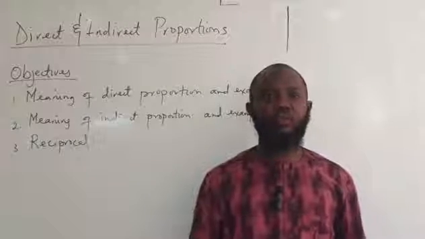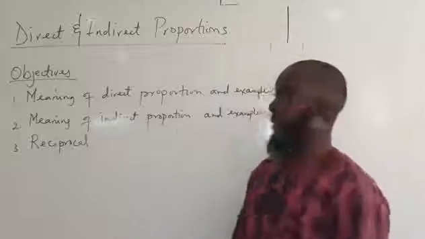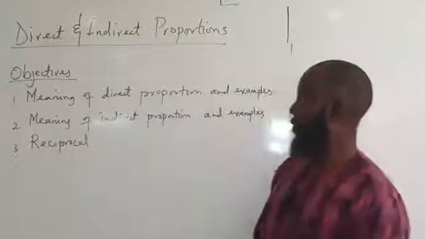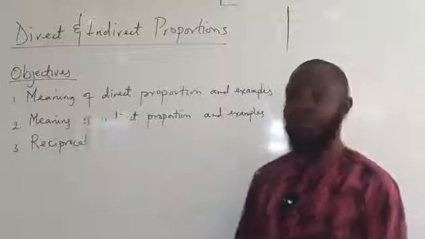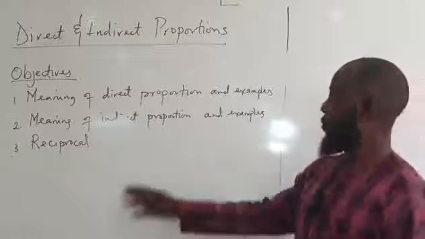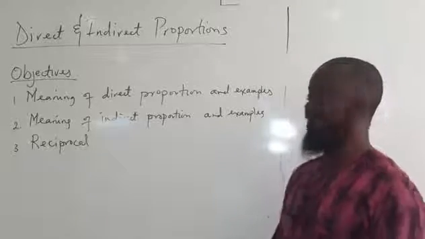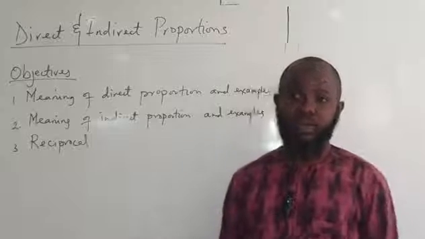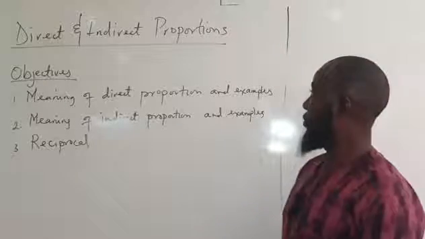So in this class, we want to look at direct and indirect proportions. We'll be looking at the following objectives. We want to look at the meaning of direct proportion and examples on it. Then we look at the meaning of indirect proportion and examples on it. Then the last one, which is reciprocal. So that is what we want to check on this.